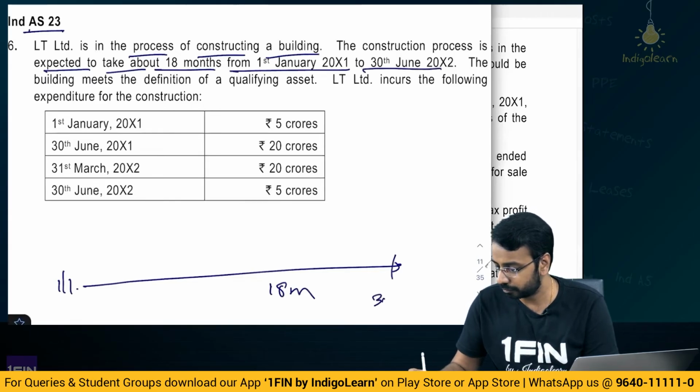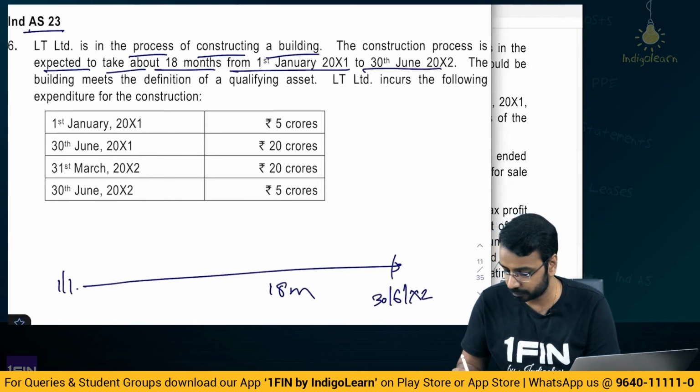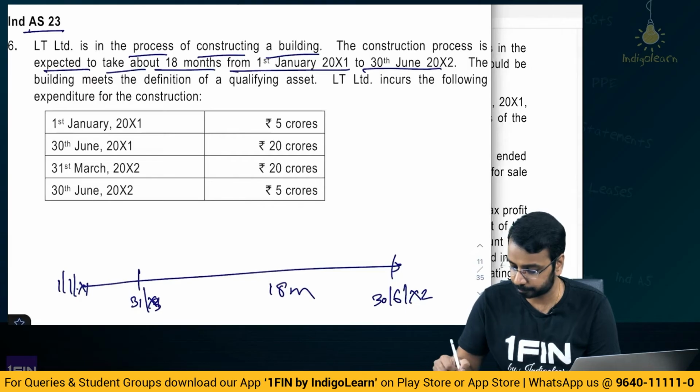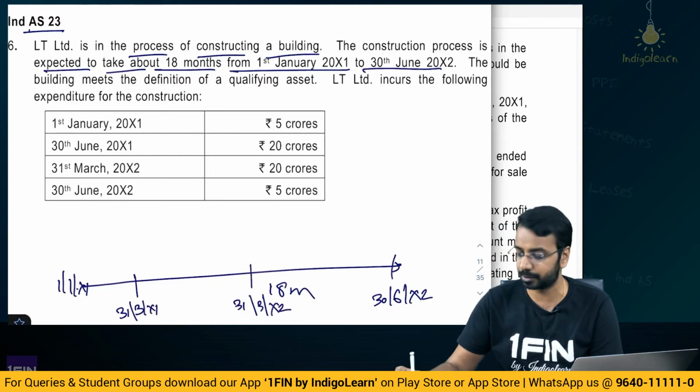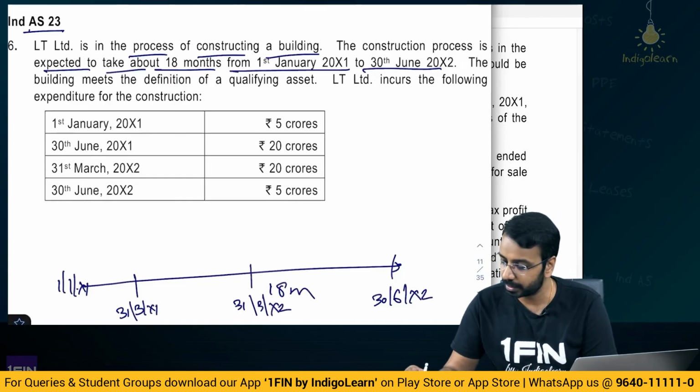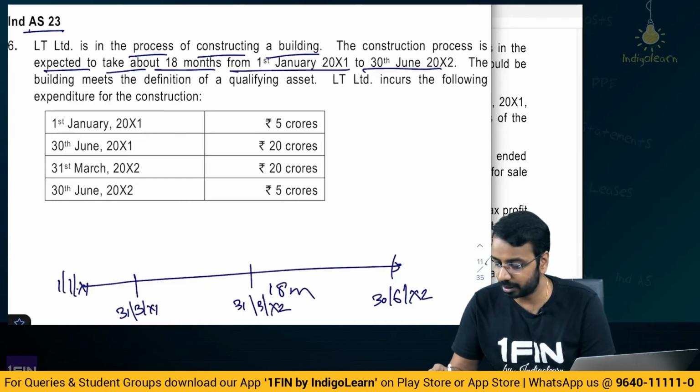So, 30th of June of year 2, this is 1st of January of year 1. Okay, so here you will have 31st of March of year 1, 31st of March of year 2, and then you will have 31st of March of year 3. Okay. The building meets the definition of qualifying asset.